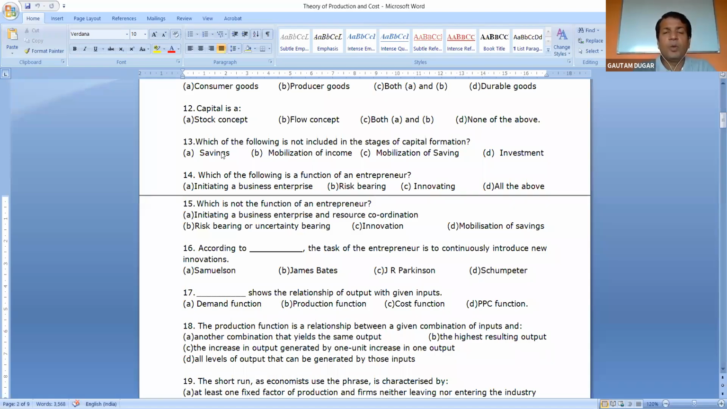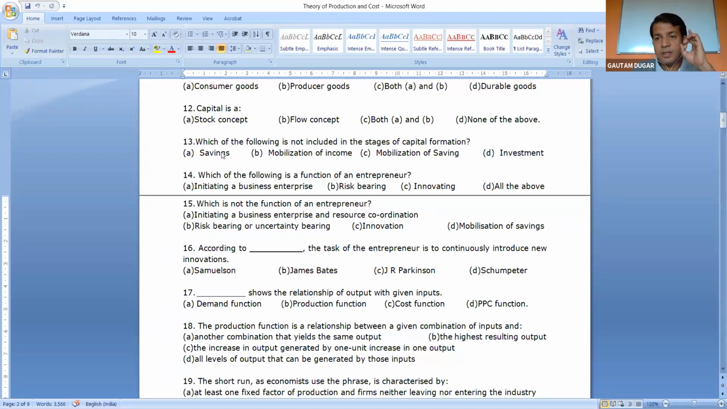So, what is capital formation? Capital formation is accumulation of new capital goods in the economy. For capital formation, remember, there are three stages. One is savings. Second is mobilization of savings. Third is investment of the savings.